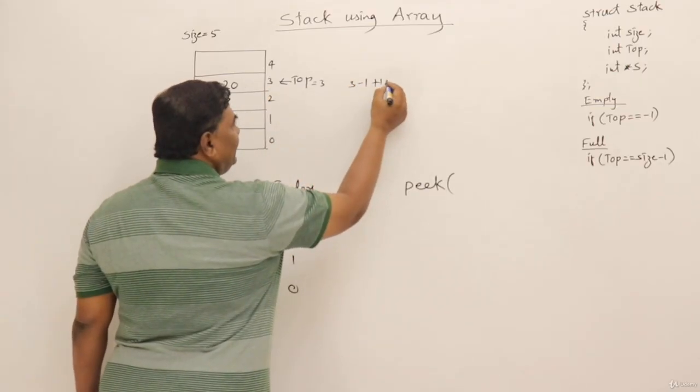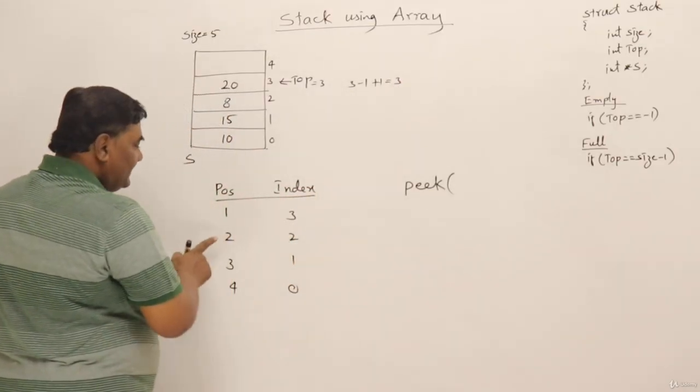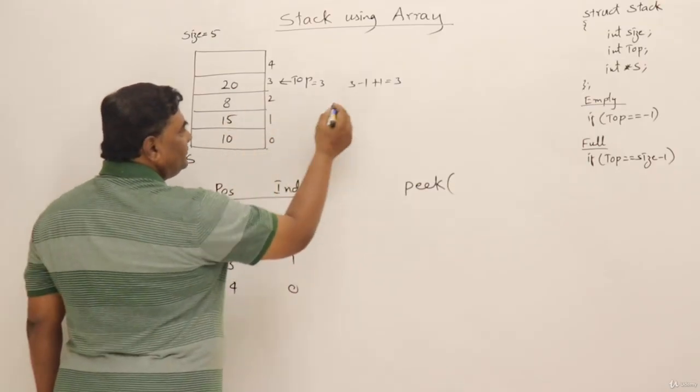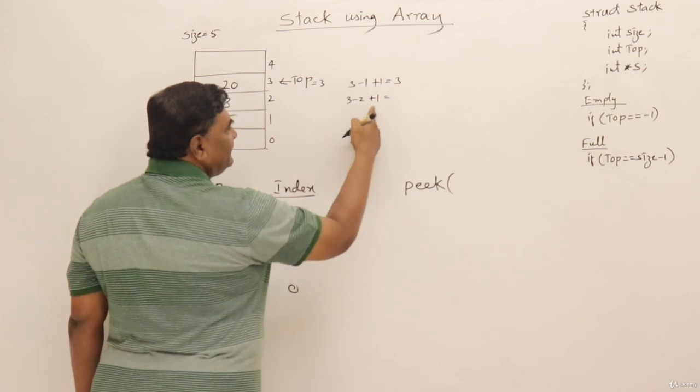So okay, add 1 again. Let us try this. Will it work for others also or not? See, top is 3 and the position I want is 2. So 3 minus 2 plus 1. How much is this? This is 2.